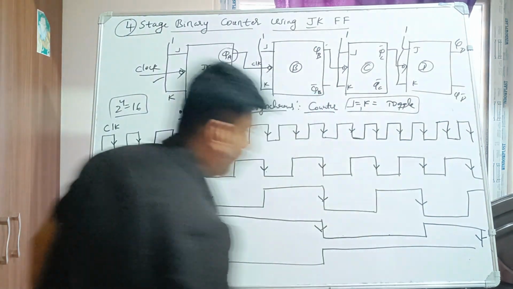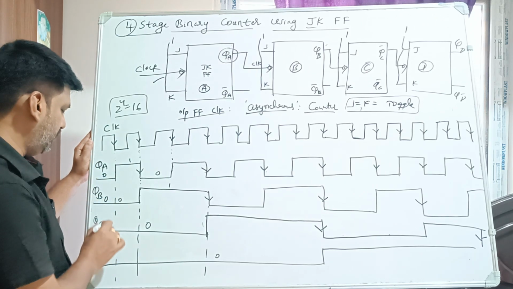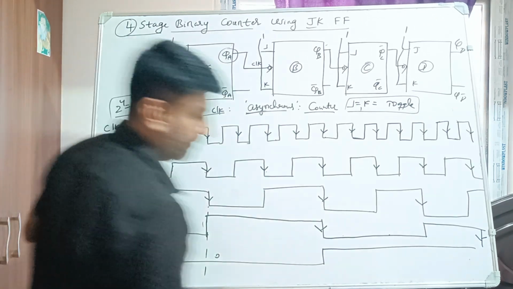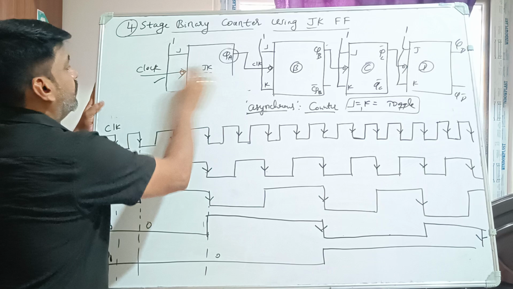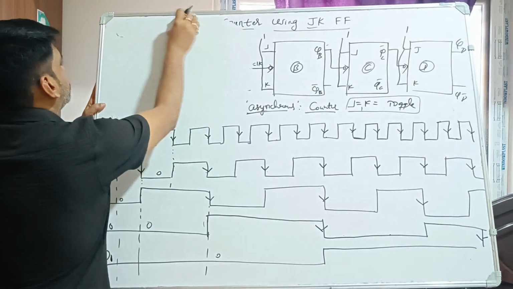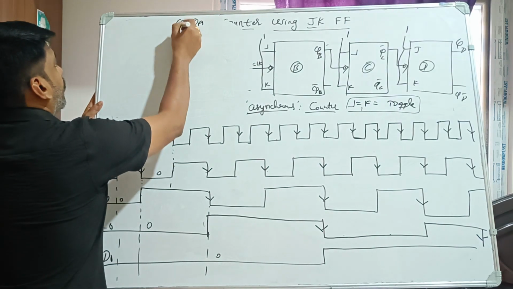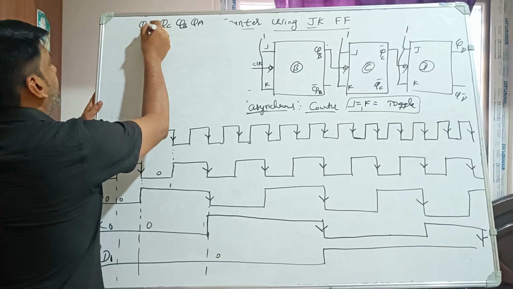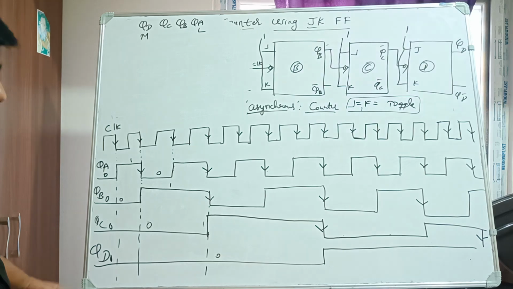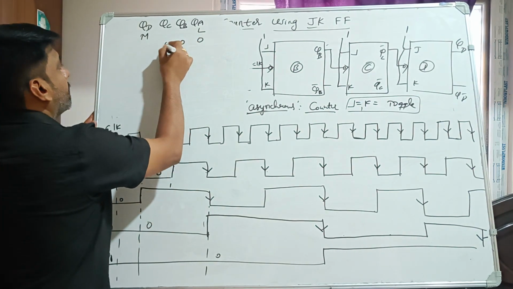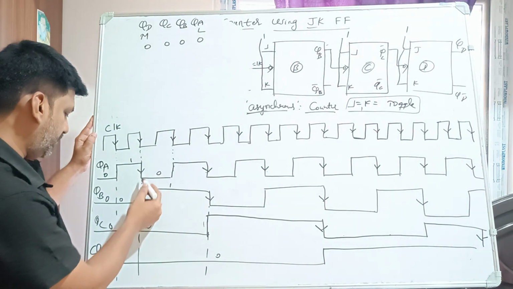So how to cross-check whether we have drawn correctly or wrong is, just observe this. For the first one, 0 0 0 zeros are there, right? I will try to draw the truth table here so that you will understand better. QA, QB, QC, QD. QA is LSB, QD is MSB, right? What are these values initially? All are zeros, right? Then after that, at this stage, what is the value?